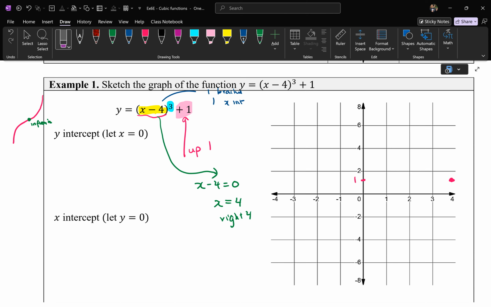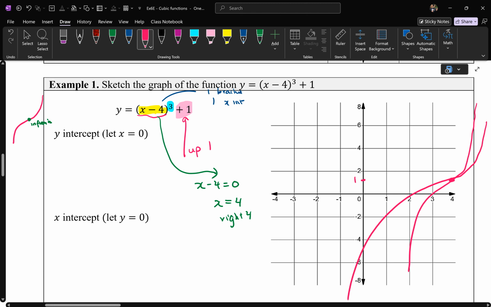So it's gone up by 1, to the right by 4. And then from here, I know it has to have an inflection point. The problem is I just don't know where the y-intercept is or where the x-intercept is. So for all I know, it could look more like this. It could look like this. I don't know. All I know is the inflection point is right here. So this is why you need to find x-intercept, y-intercept. Now y-intercept is easier to find.